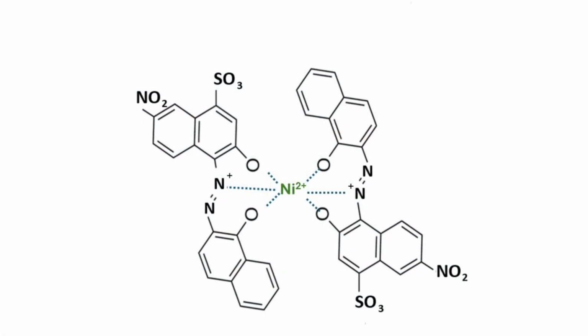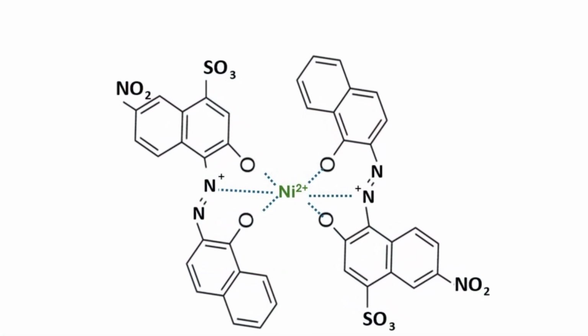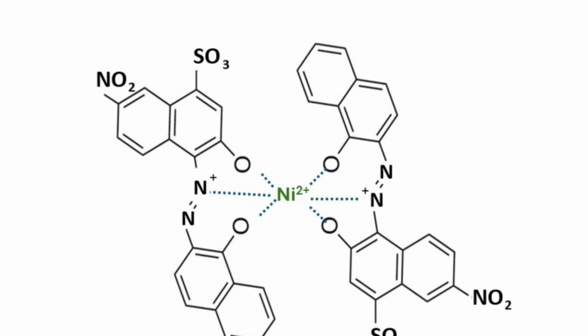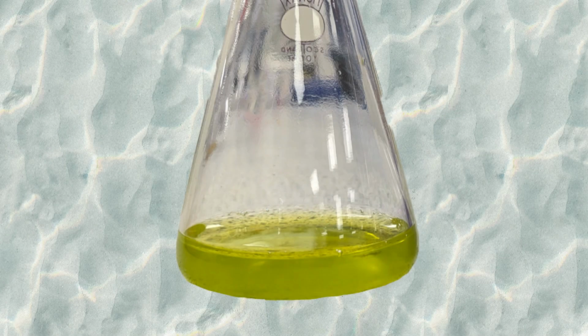This is another chemical that can form a complex with nickel. Here we're using eriochrome black T. When added to the nickel solution, the eriochrome black T binds to it, forming a yellow complex.